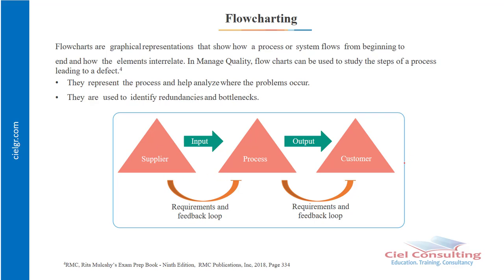Let's say, for example, we want to represent the processes involved in how we deliver our output to the customer. We might indicate it using a flow chart. They represent the process and help analyze where the problems occur. They are also used to identify redundancies as well as bottlenecks. So for us to carry out the process of our supply, we first need to get input from our suppliers, then it goes through our own transformation process, and then gives us an output, which is what gets across to the customers.